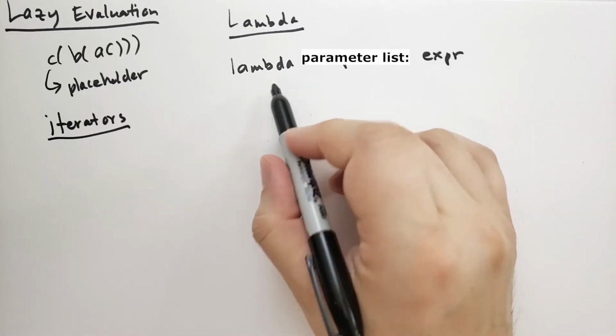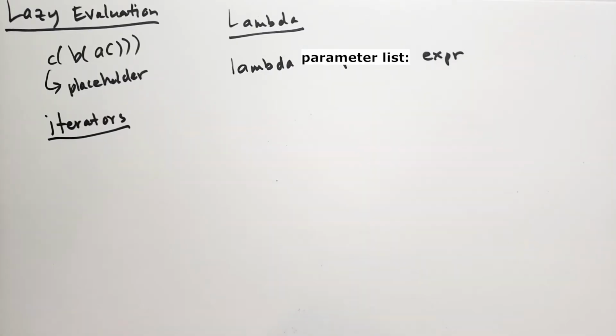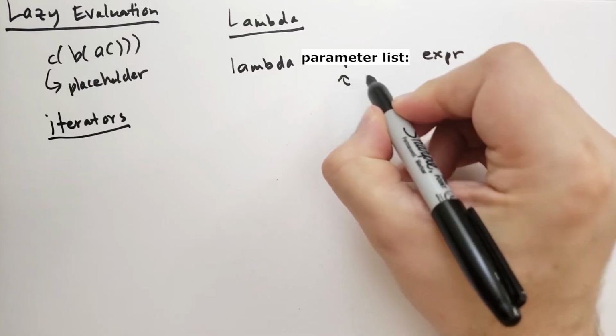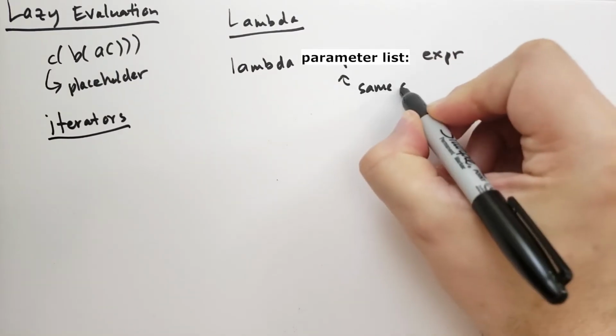You cannot put the expression on a new line after it. It must be on the same line. Of course, you can use a backslash to break up the line if you need to. Okay, so this is the same as for def.